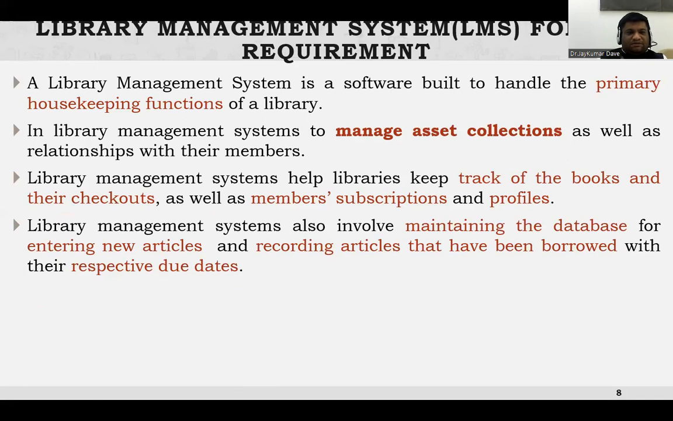So friends, first of all, we need to understand that LMS is nothing but the library management system. Basically, it is software built to handle the primary housekeeping functions of the library. In a library management system, we manage the asset collection as well as the relationship with the members. A library management system helps libraries keep track of the books and their checkouts, as well as member subscriptions and profiles. Library management systems are also involved in maintaining the database for the entire collection of articles and recording articles that have been borrowed with their respective due dates.